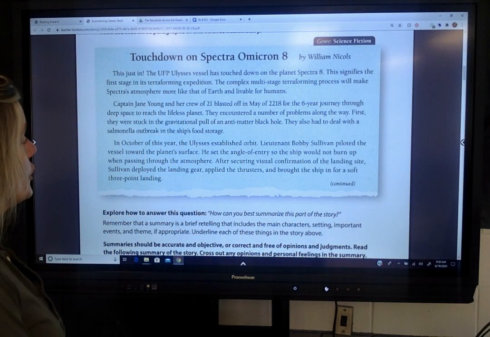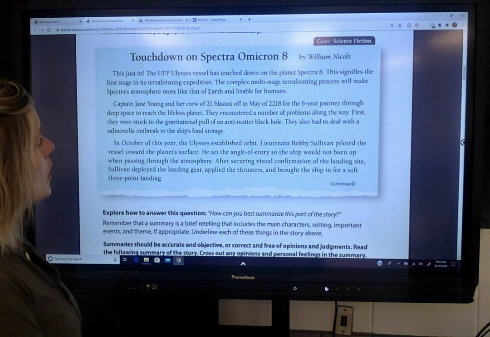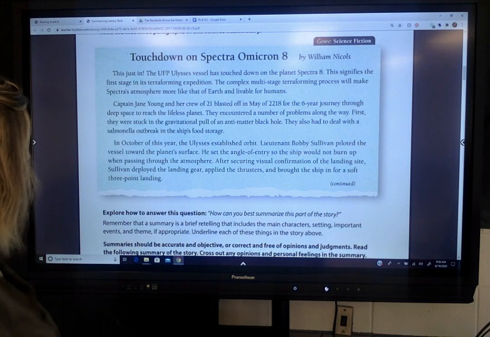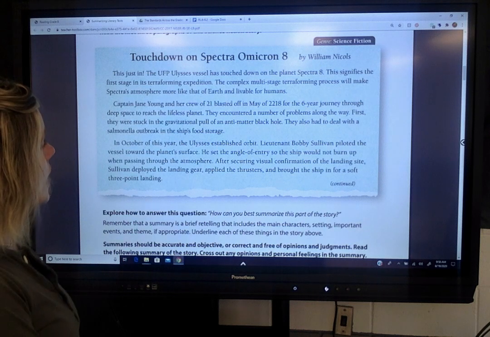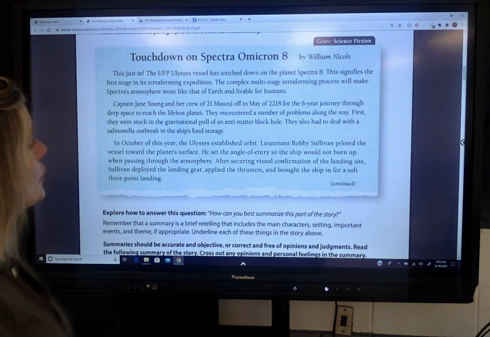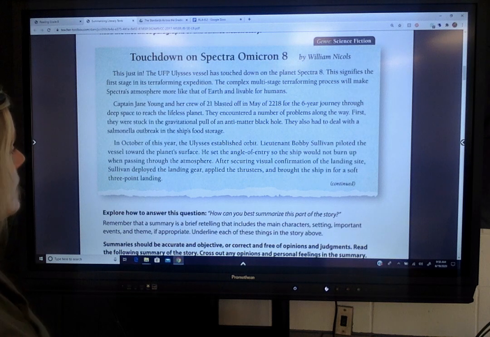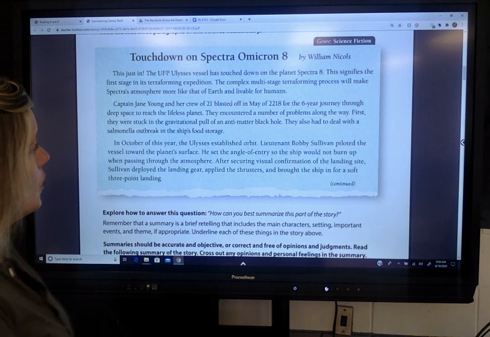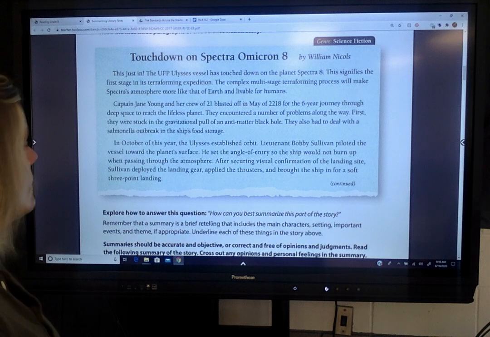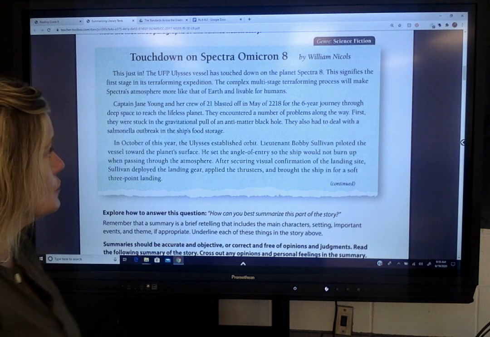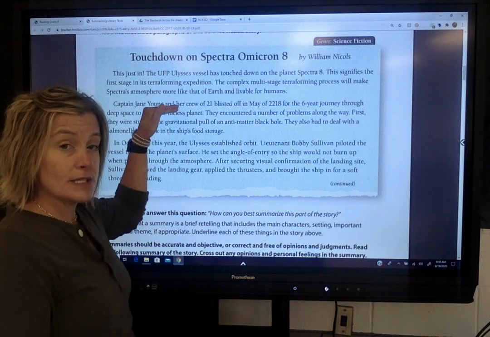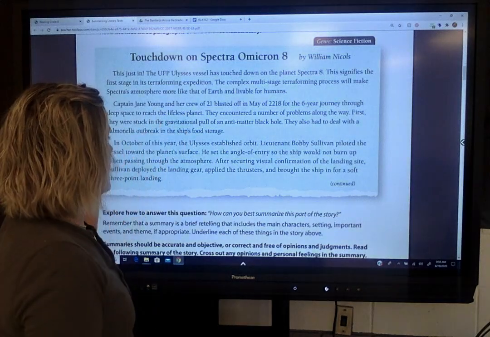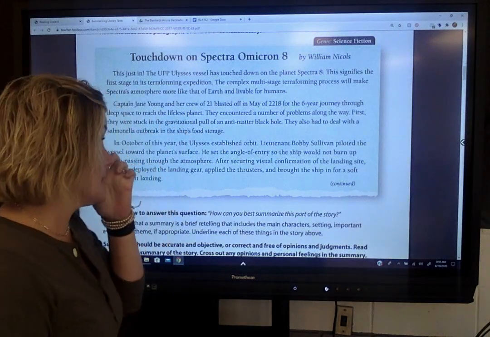Captain Jane Young and her crew of 21 blasted off in May of 2218 for this 6-year journey through deep space to reach the lifeless planet. They encountered a number of problems along the way. First, they were stuck in the gravitational pull of an antimatter black hole. They also had to deal with a salmonella outbreak in the ship's food storage. So this journey has been 6 years, and they've had some obstacles to overcome. Gravity got them, and they had to deal with salmonella, being very sick.